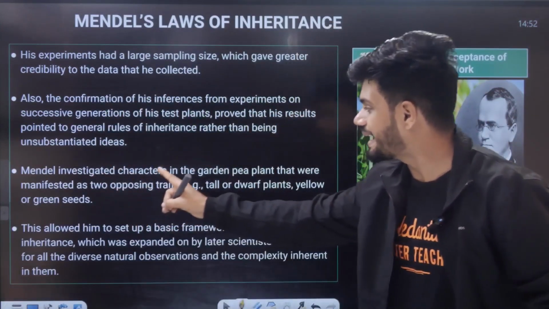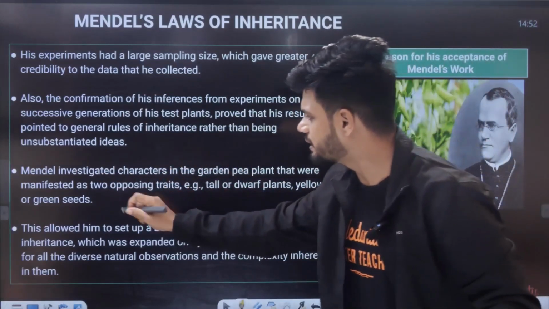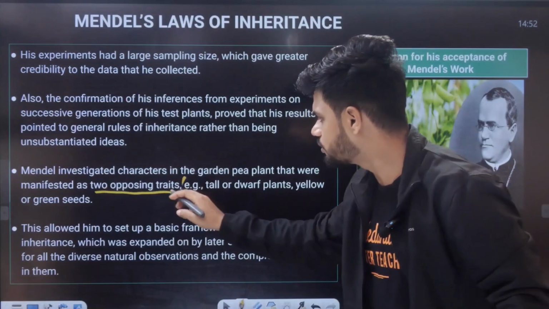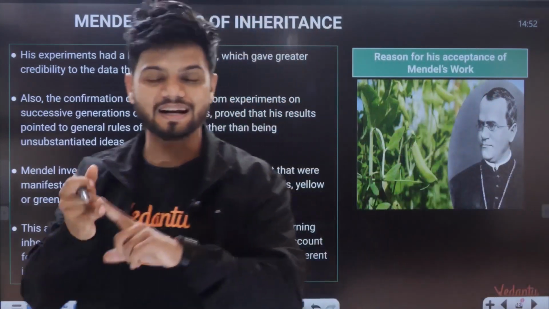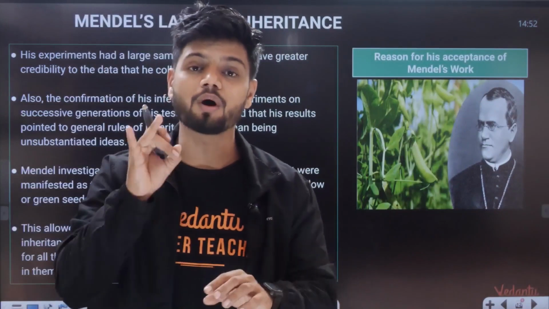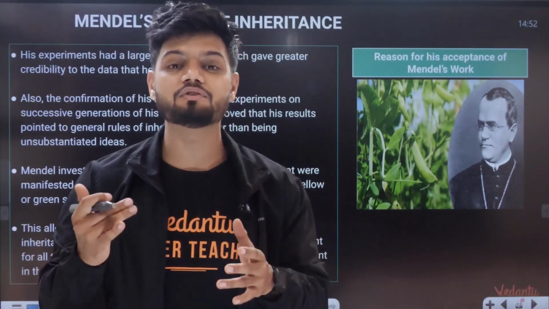Mendel investigated characters in a garden pea plant that were manifested as two opposing traits. Now students, what's a trait? Understand this. There is something called a character, there is something called a trait. What is the difference between a character and a trait? Character is the individual phenotype.